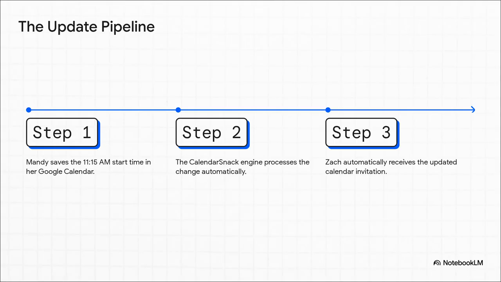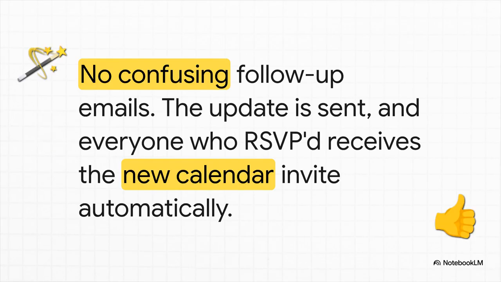The second Mandy hits save, that Calendar Snack pipeline senses the change. It automatically processes the new time and fires off a new official calendar update to Zach and every single person who RSVP'd. Just like that, Zach's calendar is updated for him and he didn't have to do a thing. I mean, think about what didn't just happen. No chaos, no confusion, no risk of people showing up at the wrong time because they missed a follow-up email buried in their inbox. Just one single action from Mandy created a perfect, synchronized update for everyone.